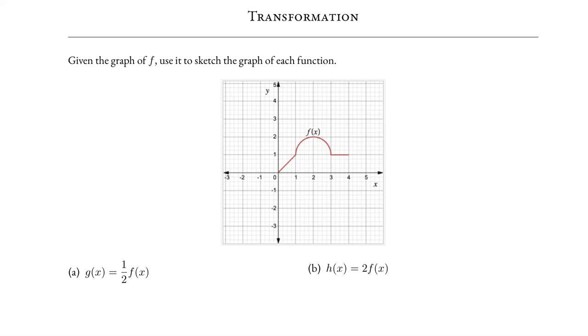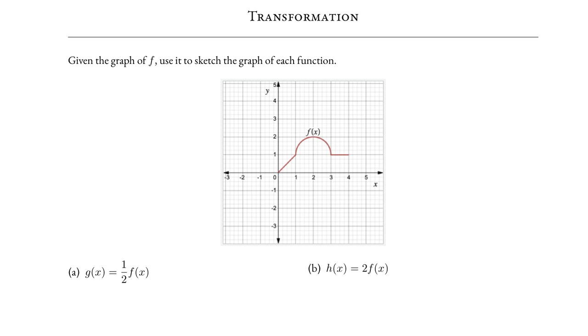Given the function f, use it to sketch the graph of the function g of x equals 1/2 f of x, and h of x equals 2 times f of x. Since the new function is obtained by taking the old function f of x and multiplying the entire function by a number, this is going to be a vertical something.